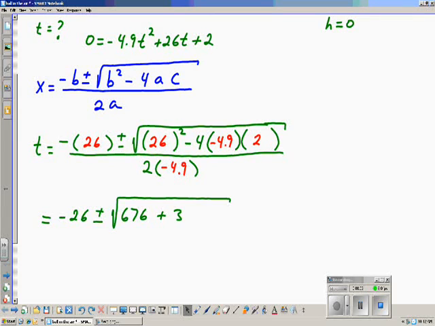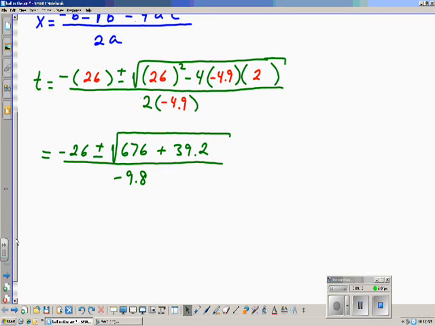This is a common place where people make mistakes, so watch out for that double negative. The negative 4 and the negative 4.9 end up giving you a positive 39.2. So be careful about that. Just watch out for your signs there. Now I'm going to combine the two terms that are inside the radical.